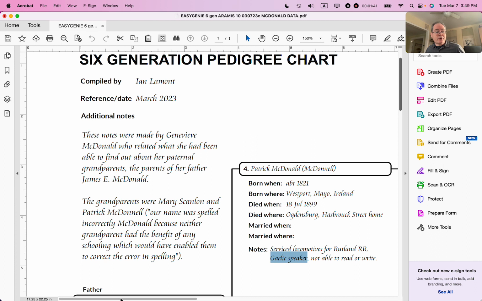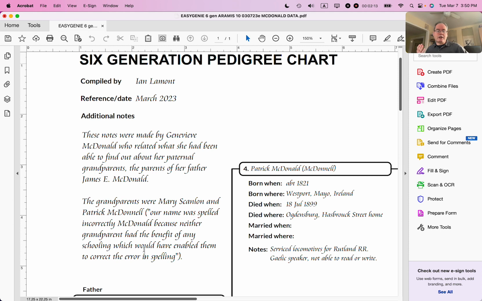And there's another notes field for the chart itself. This is like a bigger piece of text. It's about a dozen lines of text. And in that, I talked not only about where a lot of this information came from, but also why there was a misspelling of this name from one generation to the next. So my great aunt left some notes about her own genealogy research, and says our name was spelled incorrectly McDonald because neither grandparent had the benefit of any schooling, which would have enabled them to correct the error in spelling.